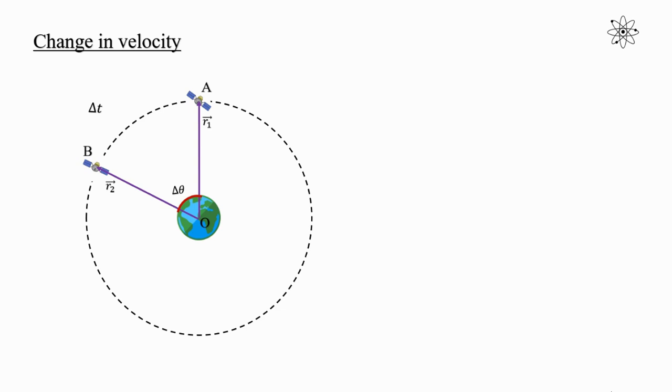Delta theta is the angular displacement of the satellite. Delta r is the change in the radius vector. V1 is the velocity at position A. V2 is the velocity at position B. Now, students, without changing the magnitude and direction of velocity V2, I draw it at position A. So according to the triangle law of vector addition, we have delta V, that is, the change in velocity.